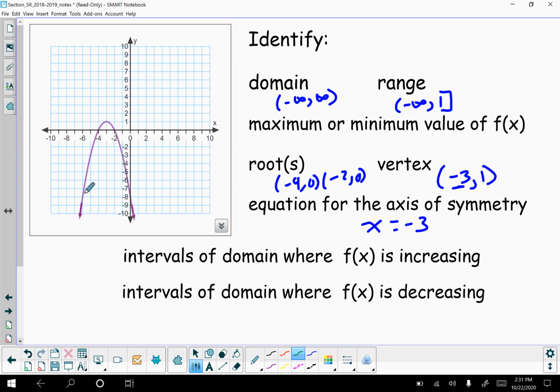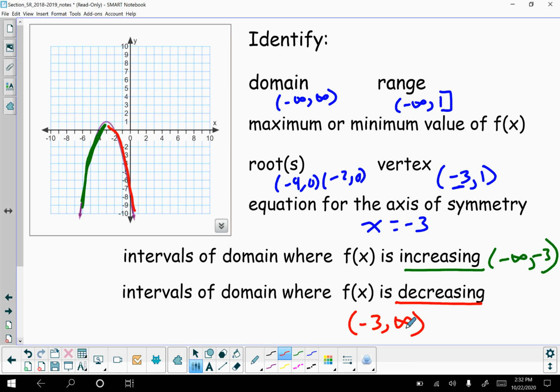And the intervals where this is increasing, so this is where it's increasing on our graph. It's increasing from negative infinity, getting up to -3, and it's a soft bracket because right at -3, it is a slope of 0. Where it's decreasing, in this case, is down over here. So if I were to pick any 2 points over there, my slope would be negative. So from -3 to infinity. And that's all we have for that problem.